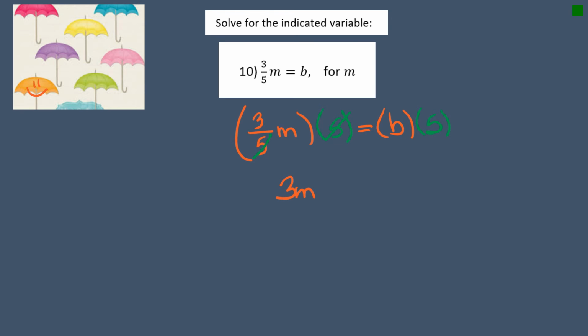So now I have 3m equals b times 5 is going to be written 5b. If you write b5, that's okay. It's just when it's multiplication, we put the numbers in front. I'm solving for m. It's being multiplied by 3, so I'm going to divide both sides by 3. So m is going to be 5b over 3.